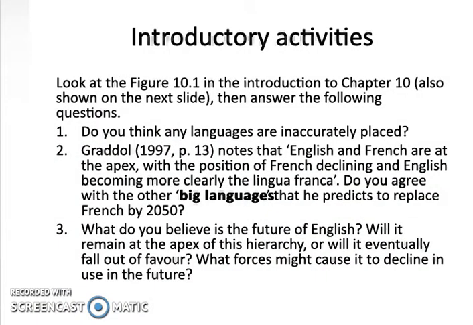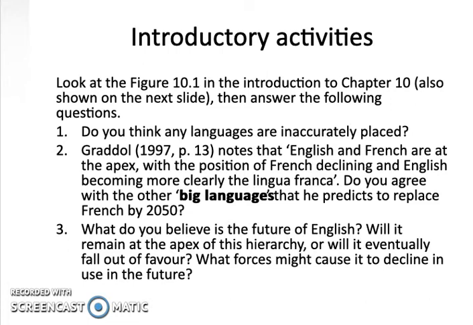Okay, let me give you introductory activities. Look at the figure number 10. You will see it later. It's given in the introduction to chapter 10. Do you think any languages are inaccurately placed? How do you think? You will answer these questions at the end of the video.